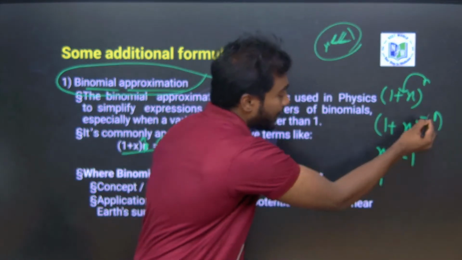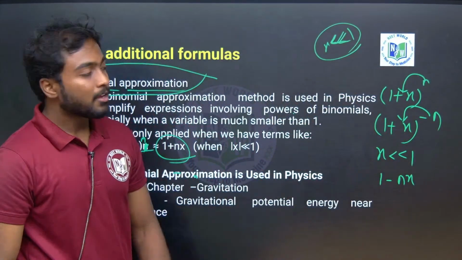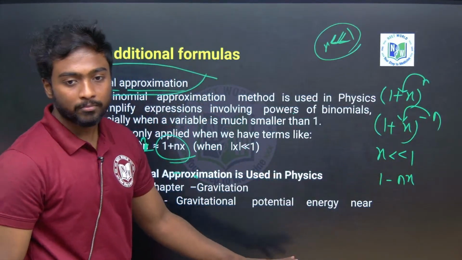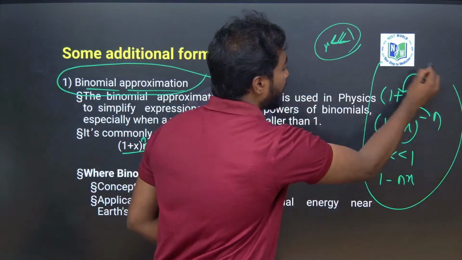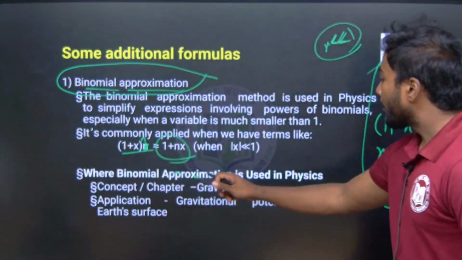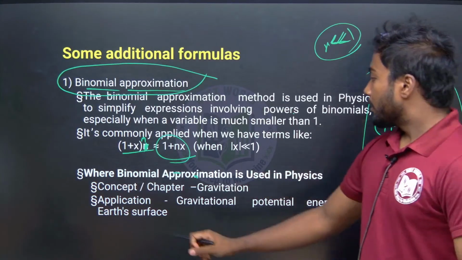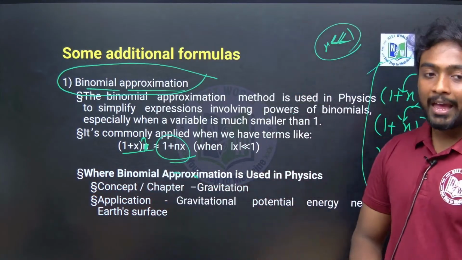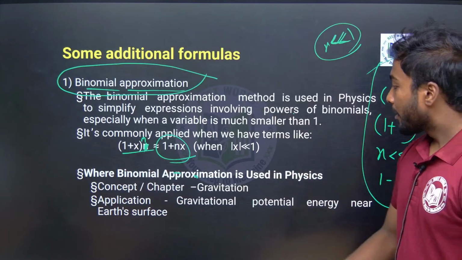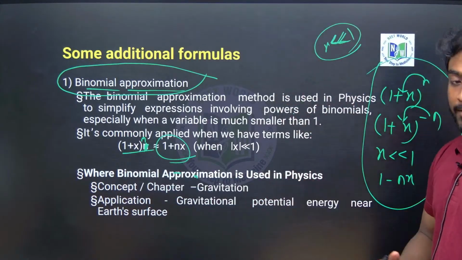1, take the value here, minus nx, minus nx. So whatever the power sign is there, apply the power sign also there. That's the condition for binomial approximation. Next, where binomial approximation is used in physics, the chapter on gravitation mostly uses the binomial approximation method. Applications like gravitational potential energy near Earth's surface.